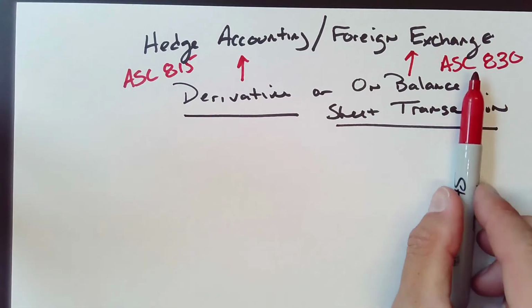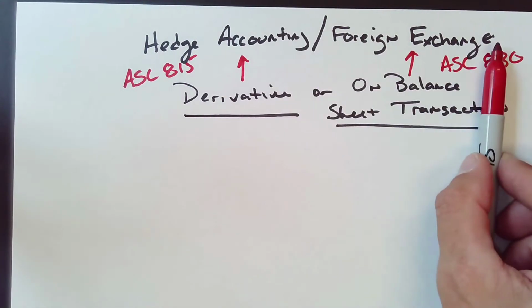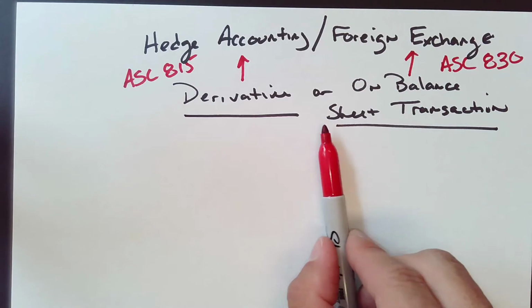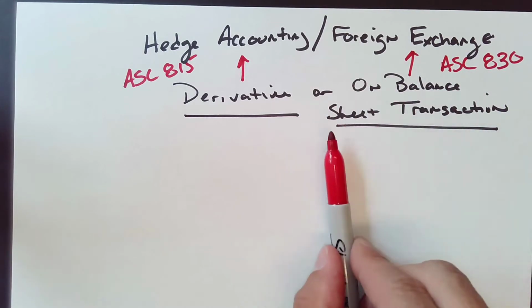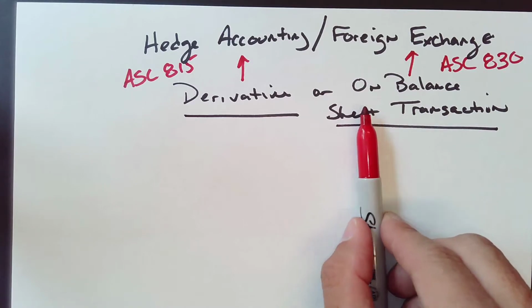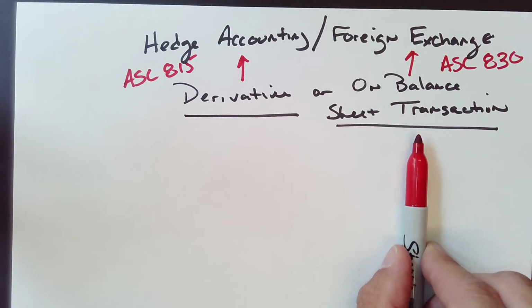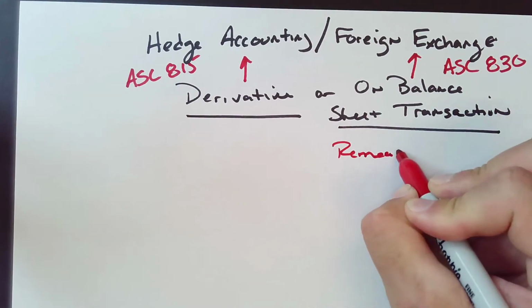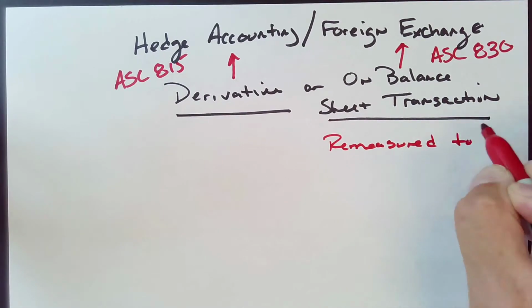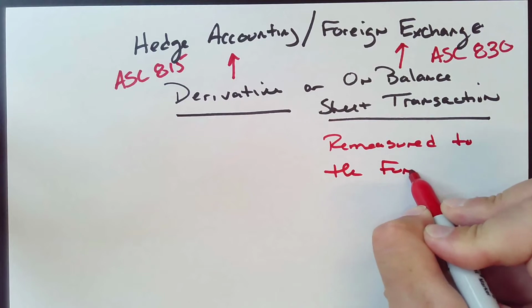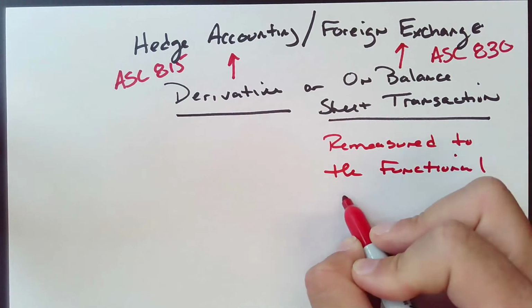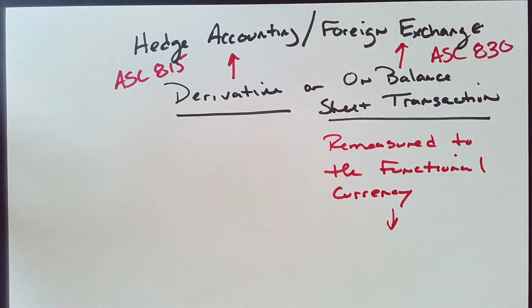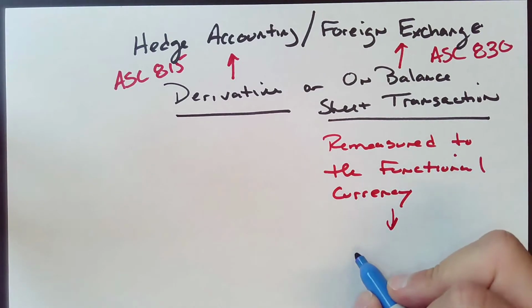Because in ASC 830, if I'm using on-balance sheet transactions, both the foreign exchange exposure, say a transaction, and the on-balance sheet transaction that I'm doing also likely has a foreign exchange exposure. The accounting for both of those is they need to be remeasured to the functional currency. And the remeasurement all goes to the income statement.